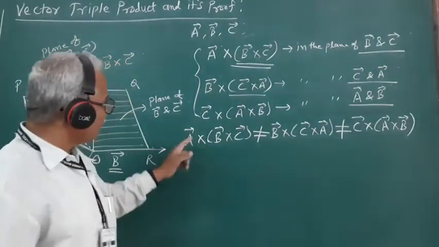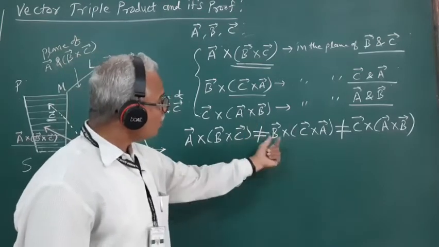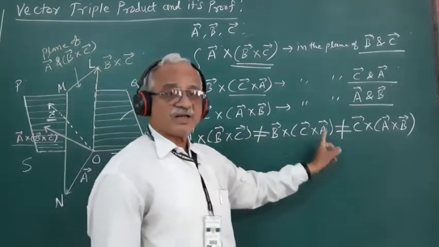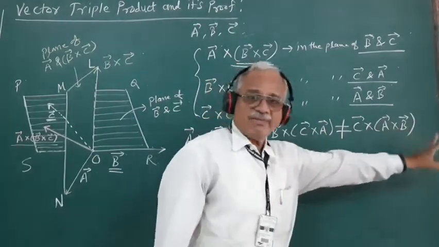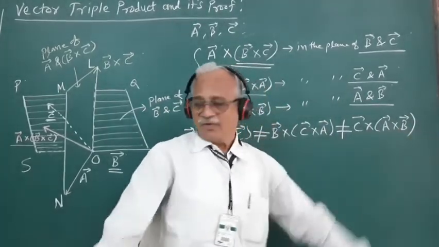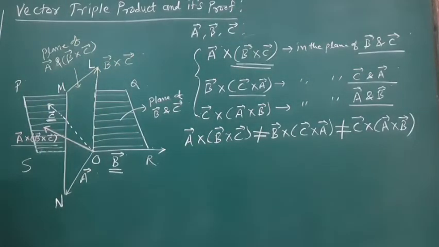So, this vector triple product A bar cross B bar cross C bar will not be equal to B bar cross C bar cross A bar, and again it will not be equal to C bar cross A bar cross B bar. Right? Okay. So, that is the first conclusion that we can draw from this vector triple product.